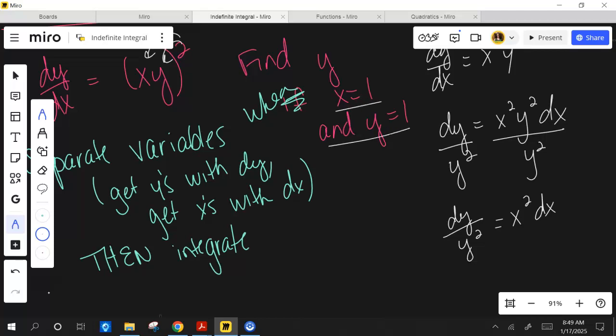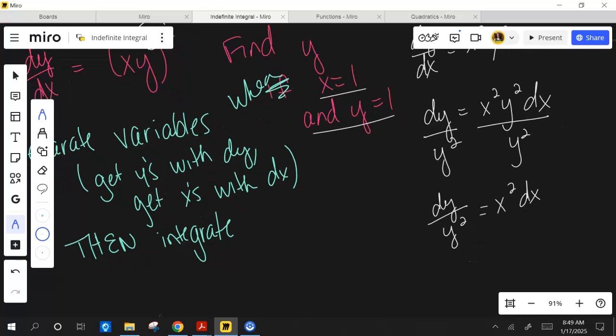Okay, so I still don't need this information yet. That information is coming in because whenever I integrate with an indefinite integral, I end up with a what? A c. That's to find my c. That's what that's going to be for. So I'm going to integrate on both sides. This is when the magic happens.